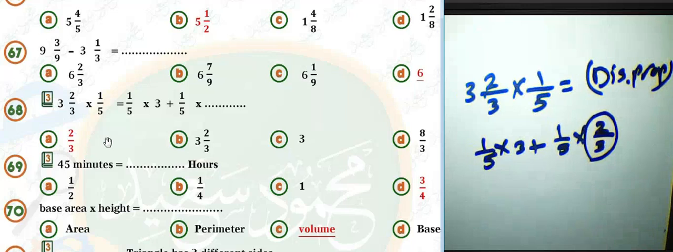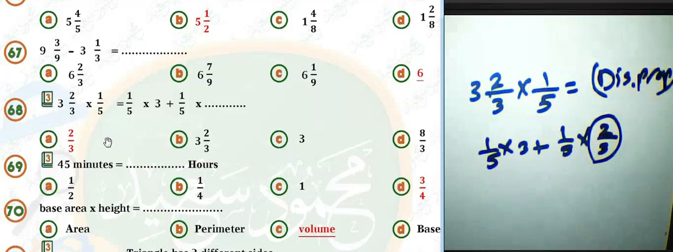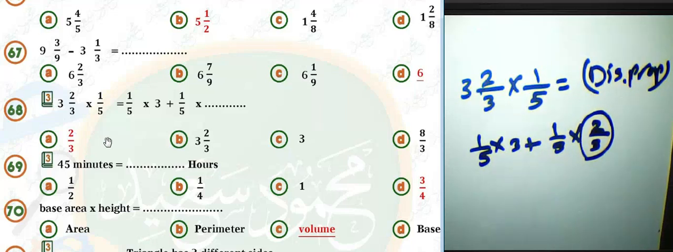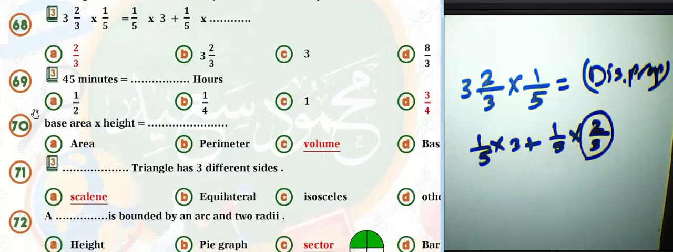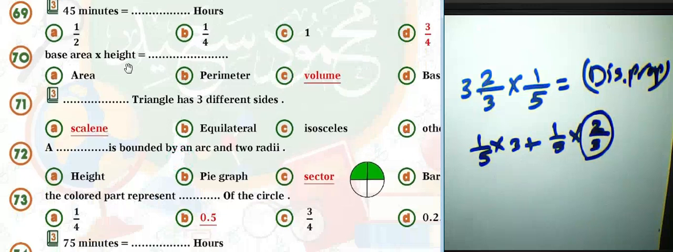Okay, my students. Another question shows here what? Letter E. Question 69. 45 minutes equal 3 over 4, 3/4 hour. Letter D. Base area times height is the volume of a cuboid or cube.